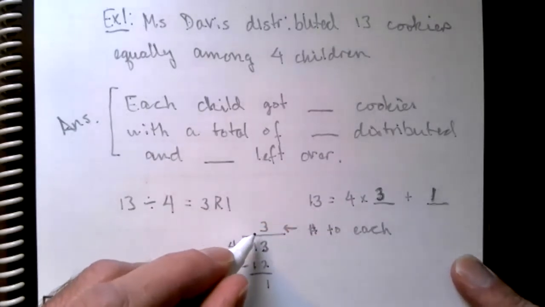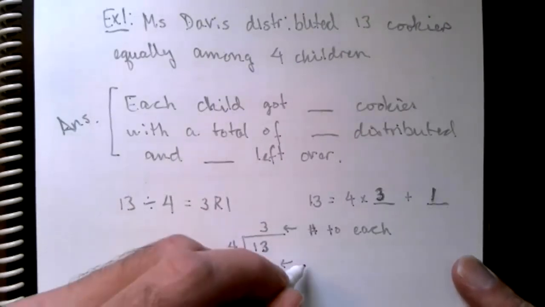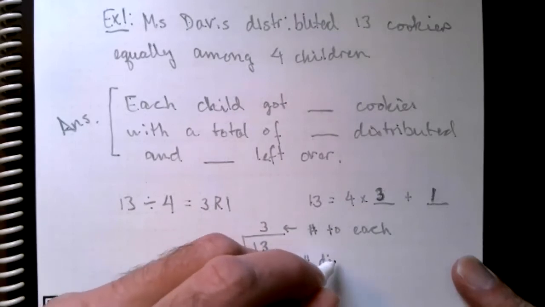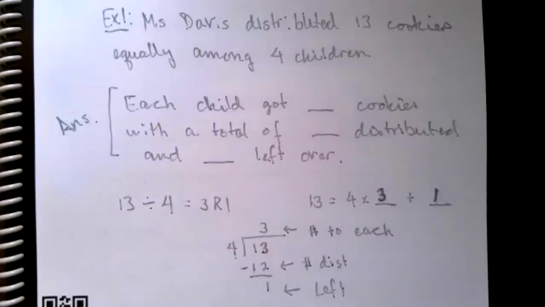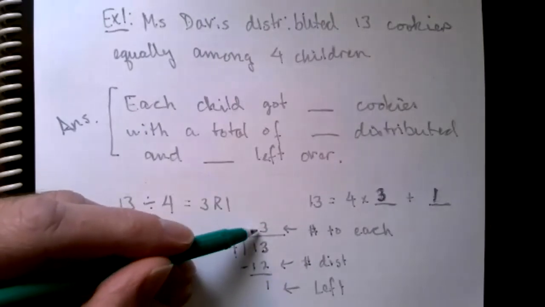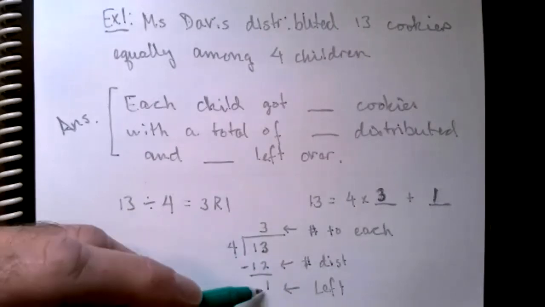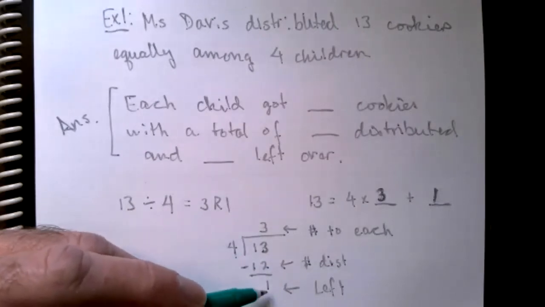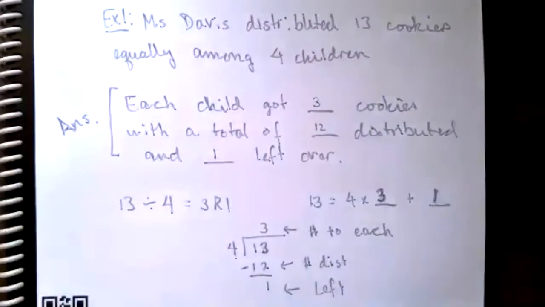this number on top is telling me how many cookies each child gets. This is telling me the number distributed, and this is telling me how much is left over. Okay, so from the division algorithm, this is keeping track of how many each person gets. This is keeping track of how many we have distributed, and down here is what's left. Okay, so each child got 3 cookies for a total of 12 distributed and 1 left over.